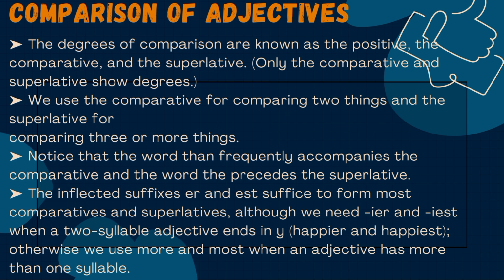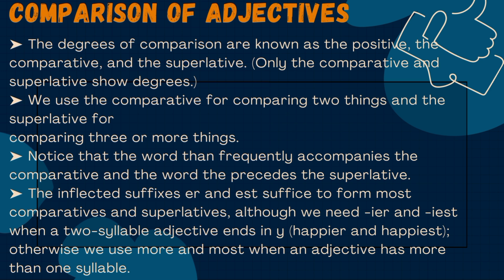Although we need ier and iest when a two-syllable adjective ends in y, happier and happiest. Otherwise, we use more and most when an adjective has more than one syllable.